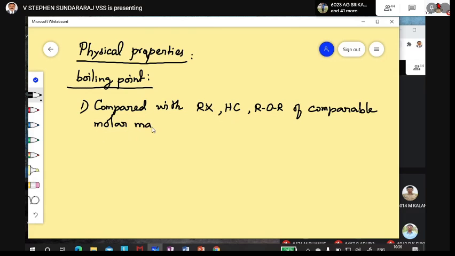You take one alcohol, one halide, one hydrocarbon, and one ether. All of them should have a very close molar mass. You should not, for example, take methanol on one side and CH3CH2CH2Cl on the other. Now you don't compare, because this is not comparable. Only one carbon and one oxygen are there, while here there is one extra carbon, and chlorine comes in the third period and is heavier. Here it will be dominated by the molar mass concept. Higher the molar mass, higher the boiling point.